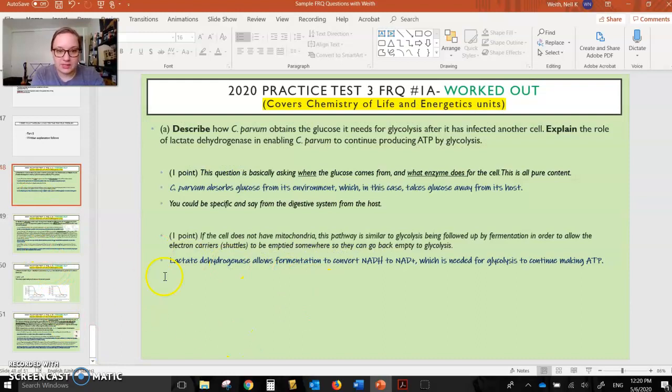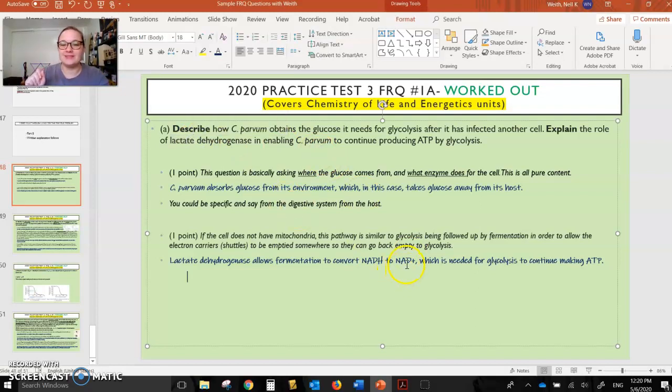Let's see, what does it say? Lactate dehydrogenase allows fermentation to convert NADH, the reduced electron carrier, right? Gained electrons, reduced, GER, Leo the lion goes GER. So taking it from that form to NAD+, plopping off electrons in fermentation. I don't know what they do with them. Maybe it makes alcohol, maybe it makes something else, probably lactate. And then if you've lost electrons, you are now the oxidized form, which is needed for glycolysis, and it goes back making more ATP.